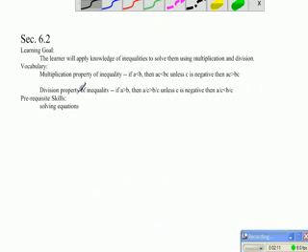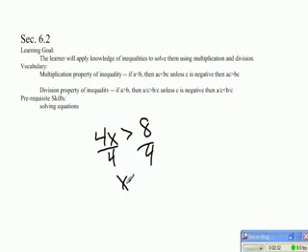And the division property is pretty much the same thing. You can divide both sides by something, in this case c, and they'll still be true unless it's negative. If it's negative, you've got to flip the sign. So again, if I had something like 4x is greater than 8, I could divide both sides by 4 and get x is greater than 2.